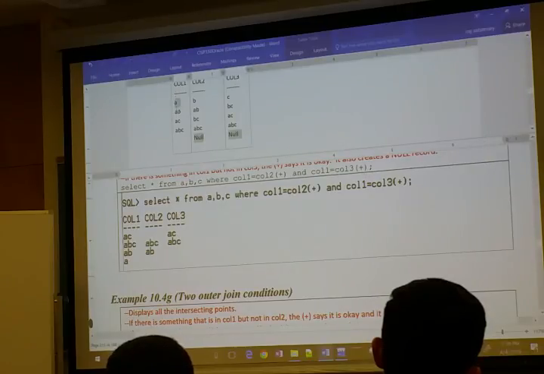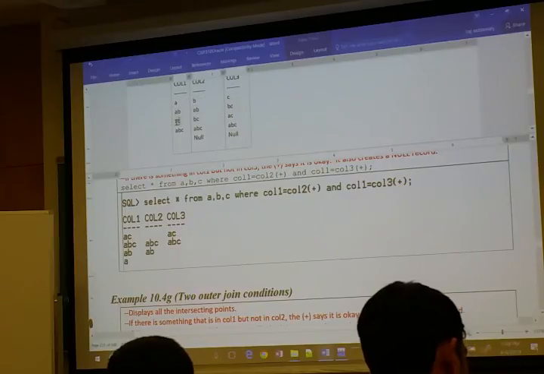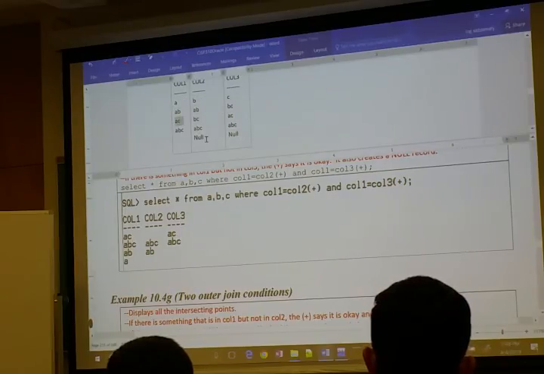So at this point I get A, no, no. Then I come over here. Does AB match up with anything in here? Yes, it does. Then, does AB match up with anything in here? No. But then that plus sign says I don't really care. So there it is. Then AC, does it match up with anything in here? No, but we don't really care. And does AC match up with anything in here? Yes, it does. That's why we get AC, null, AC.